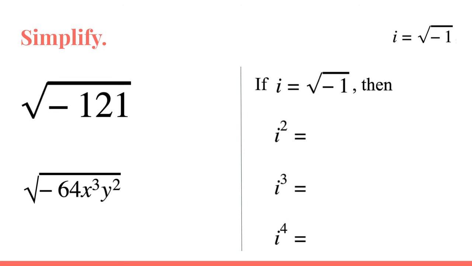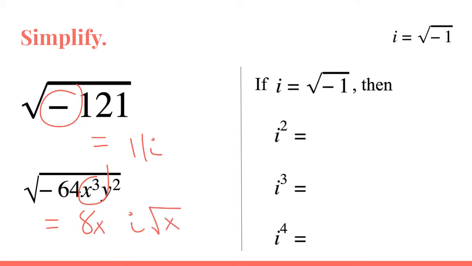So on this next screen we have a few more examples. The square root of negative 121. Now 121 is actually a perfect square. It is 11 times 11, and then because we have that minus sign under the radical, we put an i there. It would be 11i. Now then the next one also has an i in it because of the minus sign. It also has an 8, and we have to bring out as many as we can. We have x to the third, so that means x squared can come out and it becomes an x, but that does leave one x under the radical, and then the square root of y squared would be just plain old y, so there's that answer.